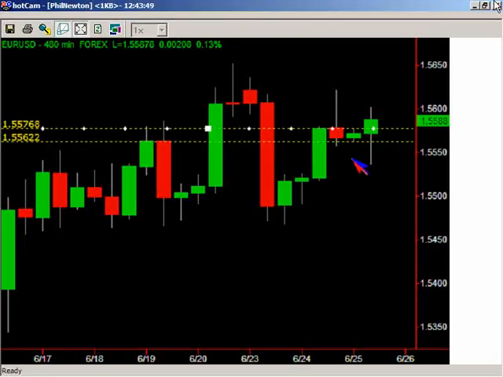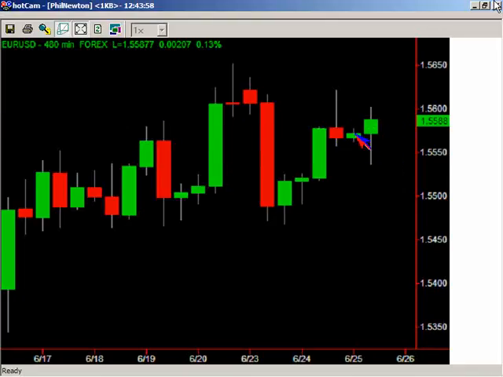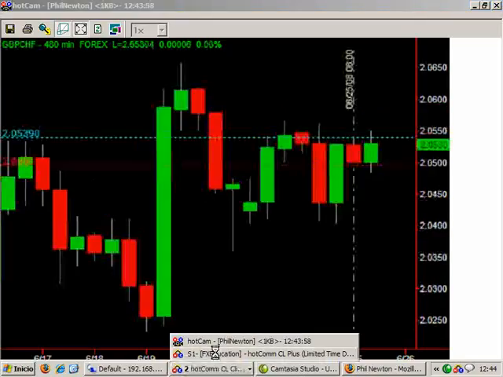So 10 points below, 10 points above, so short at 50 with a stop loss at 80. So it cost you 30 points on that particular cross trade. So that's appreciated your loss. Pound Swiss, we've already worked through that one.